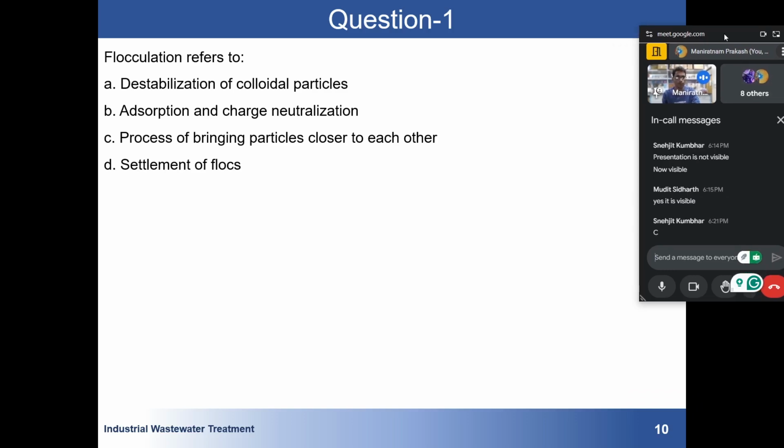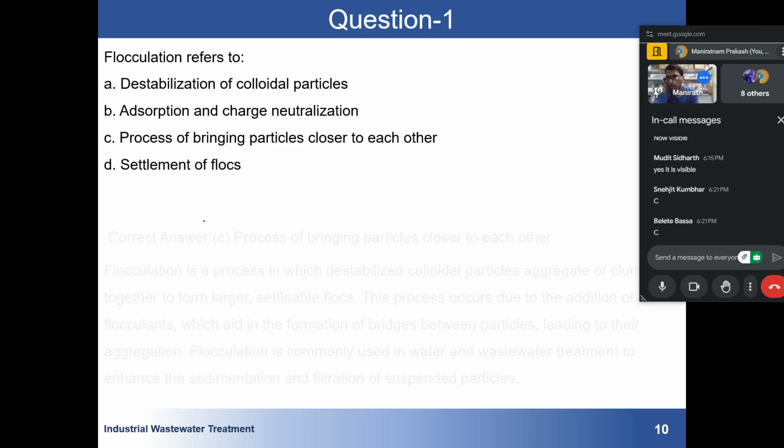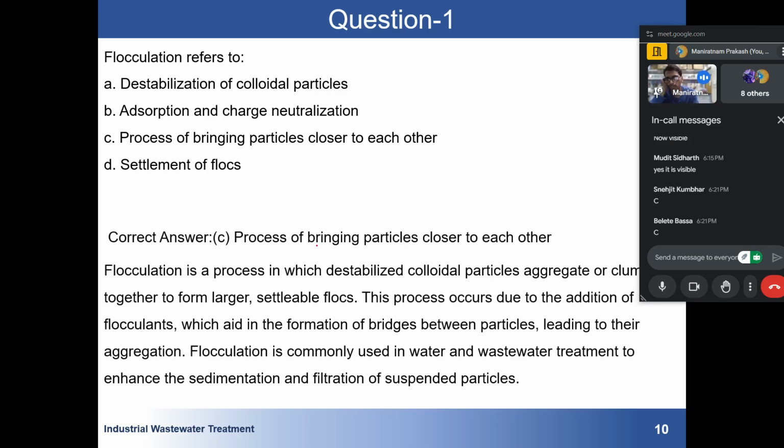See, we got the first answer: process of bringing particles closer to each other. We got two C. Okay. Yes, the correct answer is C, the process of bringing particles closer to each other.